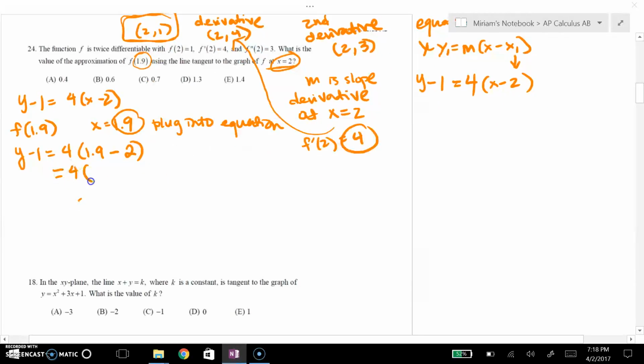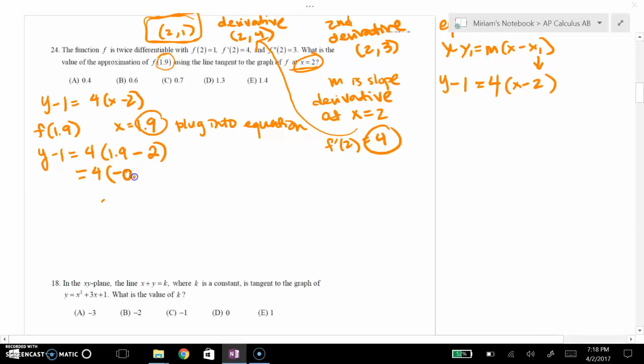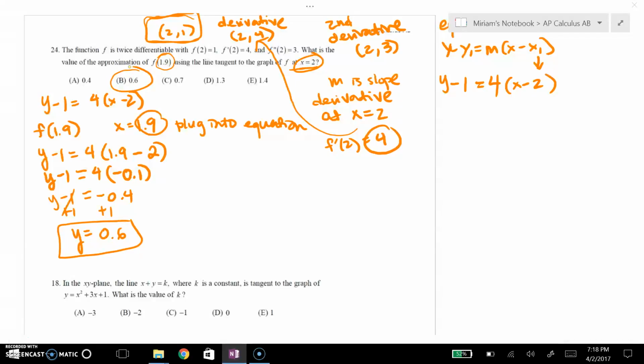Now all we have to do is solve for y. So 1.9 minus 2 is going to be negative 0.1. And then 4 times negative 0.1 gives you negative 0.4. Then we're going to add 1 to both sides, and y is going to be 0.6. Perfect. Just to confirm, we did not use the information about the second derivative, and that's okay. That was just extra information that was given to us, but we did not need to use it.